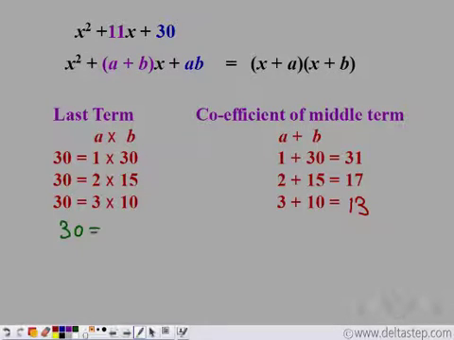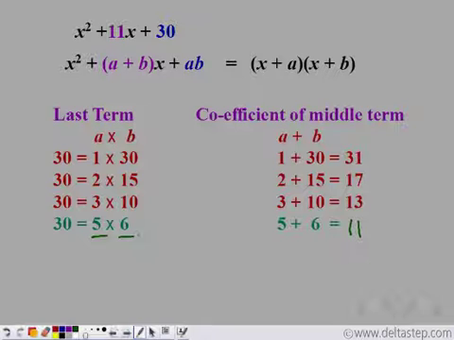30 is also equal to 5 into 6. Now, what is 5 plus 6? 5 plus 6 is 11. So, we have got these two numbers 5 and 6. 5 into 6 is 30 and 5 plus 6 is 11. So, these are the two required numbers.